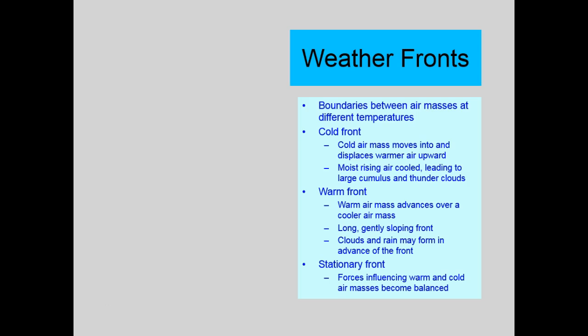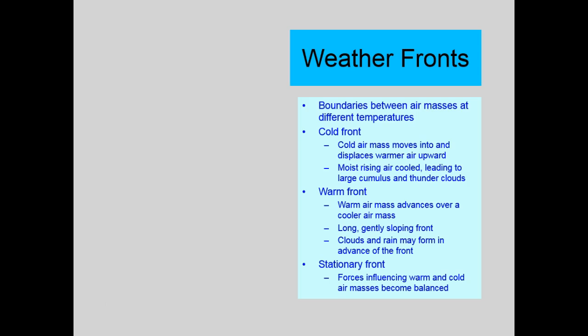The moist rising air is cooled, that warm air that was near the surface, now lifted up, is cooled, and that leads to large cumulus clouds, thunder clouds, and that is our unstable situation. If you remember that from the early part of the chapter that we did last time, that gives us that unstable situation.